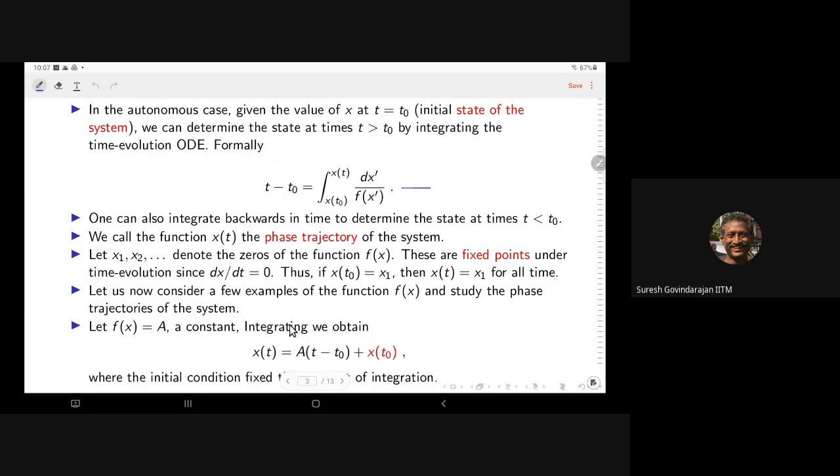t minus t naught is this integral. So how would we do this? We just write dx by dt equal to f of x. You rewrite this as dx by f of x equal to dt, and then do the integration.